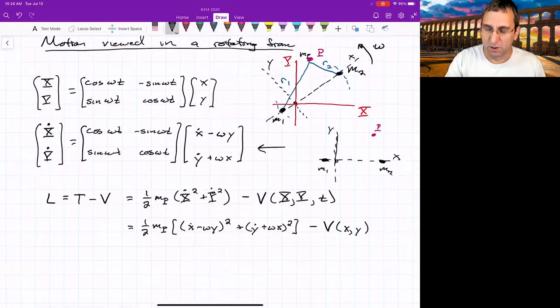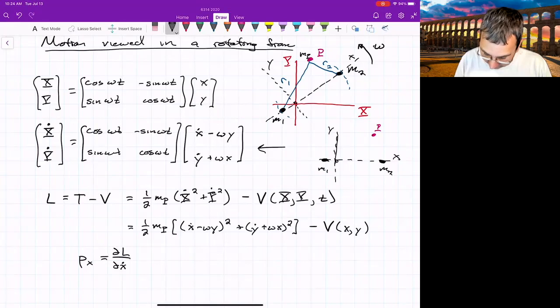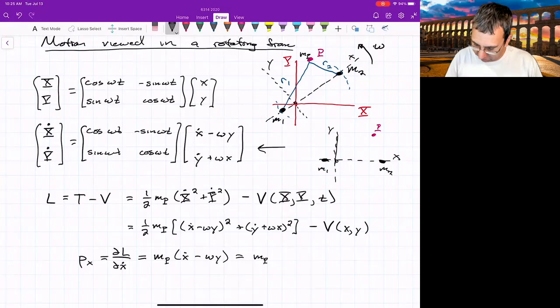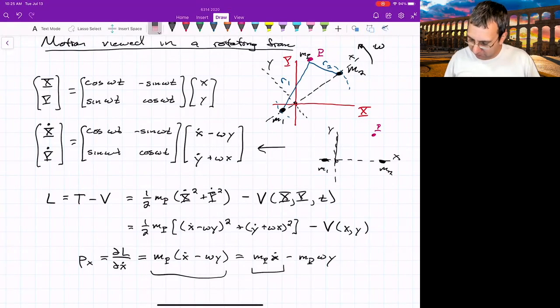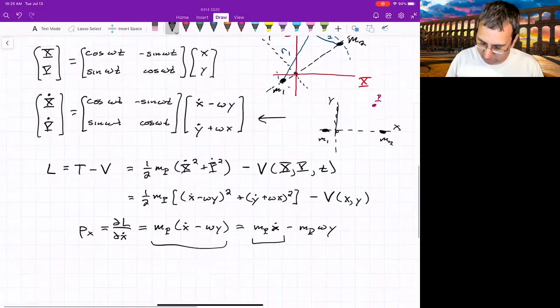My main point here is, if you were to take the momentum P sub X, what do you get? This would be partial L, partial little x dot, not big X dot, little x dot. And you'll get m times (x dot minus omega y). So again, same kind of thing like we had for the particle in the electric and magnetic fields. Although I wouldn't interpret this thing as the mechanical momentum because we're in a rotating frame. Things just look weirder now. So yeah, we're used to P looking like mv, but that's not always the case. It's not even always useful. Something similar could be written for P y.